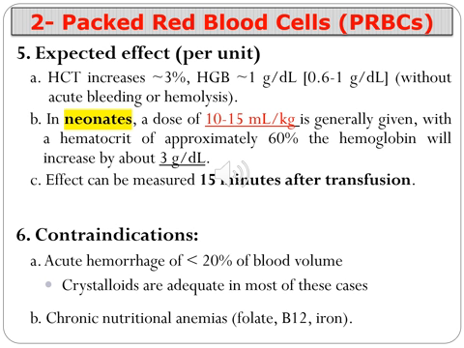Contraindications to transfusing RBCs include acute hemorrhage with less than 20% loss of blood volume, which can be reconstituted efficiently using colloids like albumin or crystalloids like Ringer or saline. The other contraindication is chronic nutritional anemias, which should be treated with specific pharmacological agents like iron in iron deficiency anemia and folic acid or B12 in megaloblastic anemia.